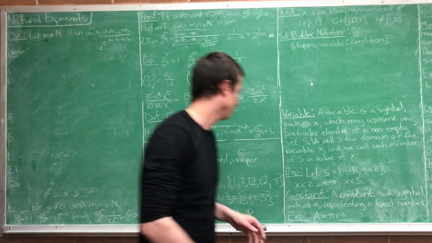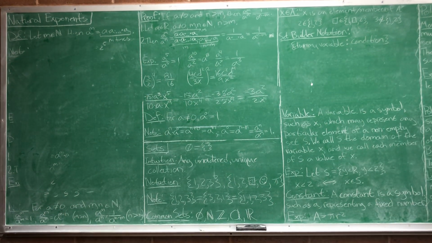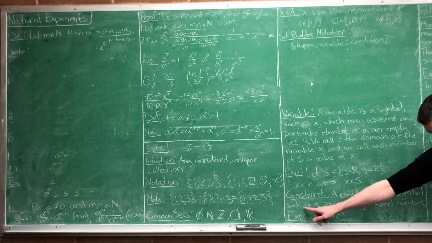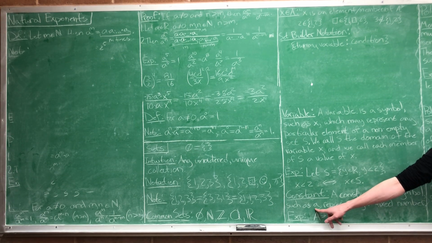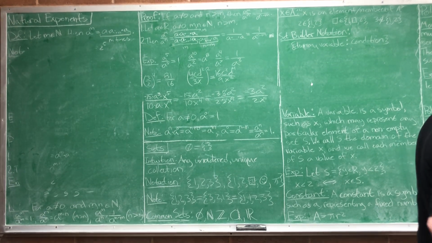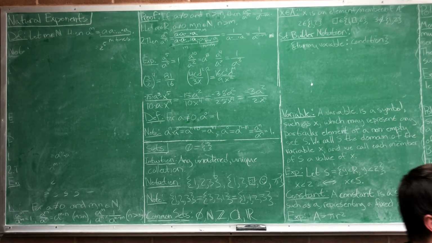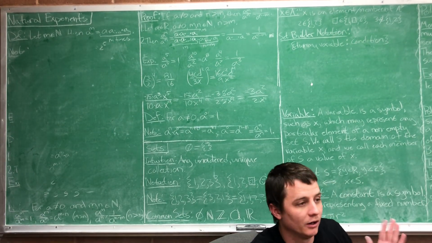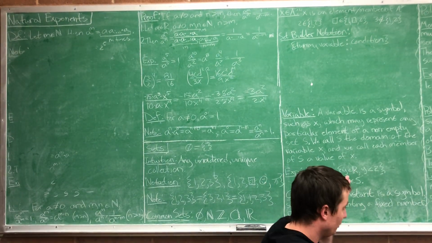Okay. A lot of terminology, but pretty straightforward once you get it. Okay, a constant. What's a constant? A constant is a symbol, such as a little a there, representing a fixed number. So a constant represents a fixed number. A variable represents some element of a set. So a variable could be one of any number of values. A constant is always one and only one value.